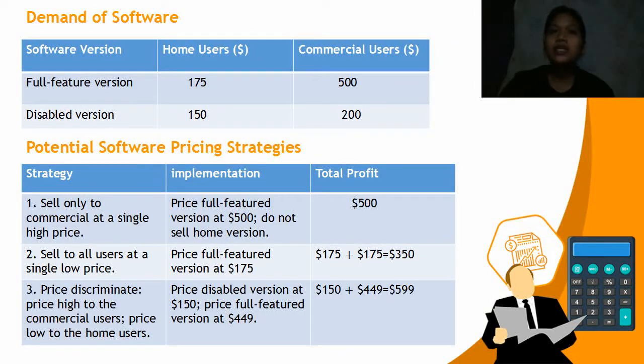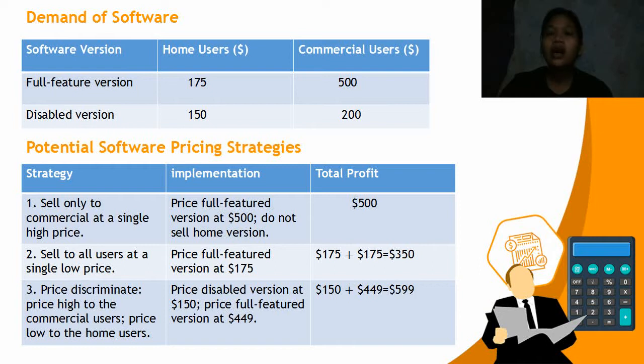Next, we can see the two tables that show the numerical example: demand for software and potential software pricing strategy. Suppose the marketing department does a survey of potential users that reveals the commercial users are willing to pay $500 for a full feature version, whereas home users are willing to pay only $175. So this kind of heterogeneity leaves you with the usual trade-off.